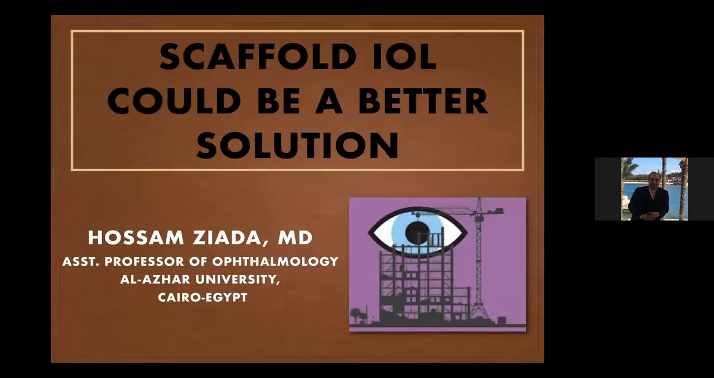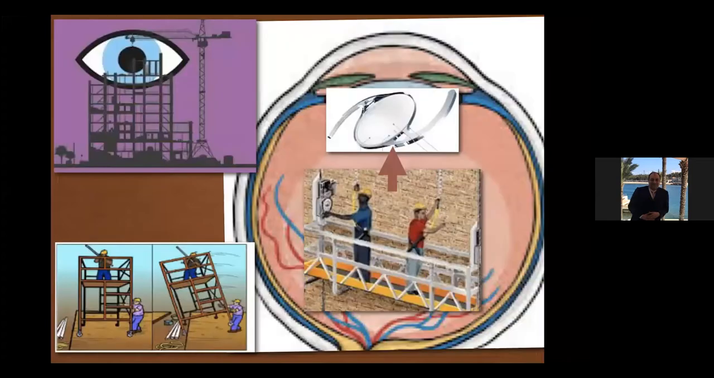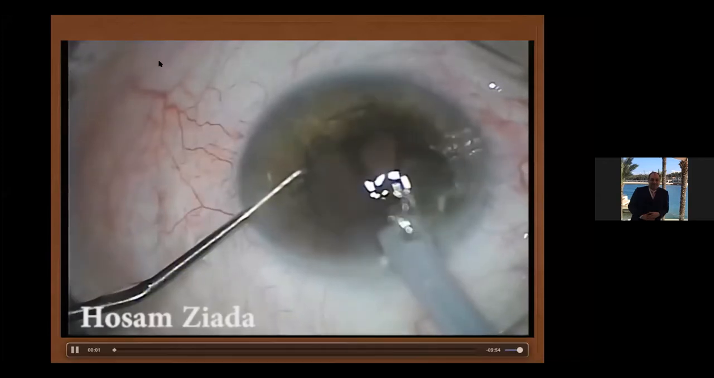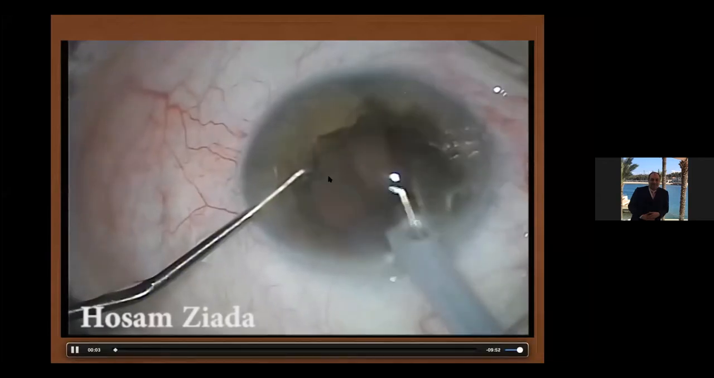The scaffold IOL. The word scaffold means, in the old dictionaries, the supporting framework, like the multi-layer framework used by the workers and the builders to go up. So it's the same idea, the supporting framework, IOL. Now I'm sharing my video, it's working? Yes, it is working well.